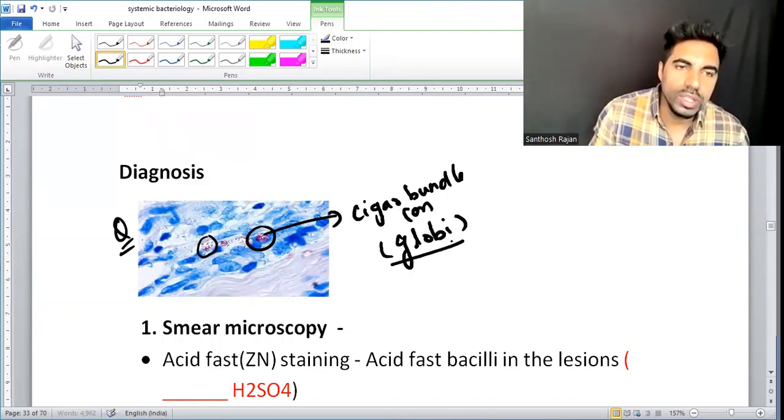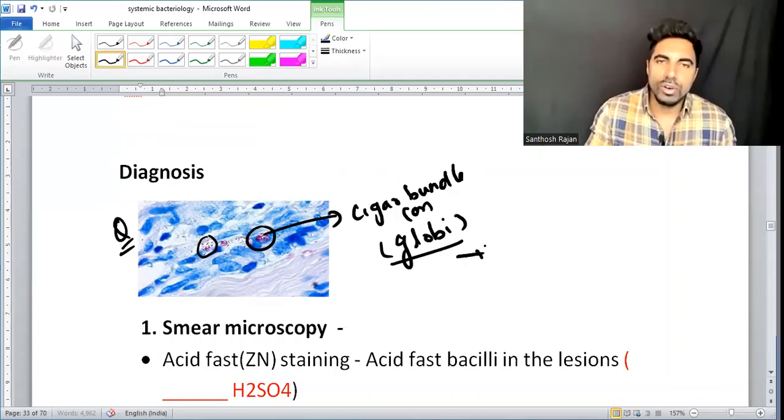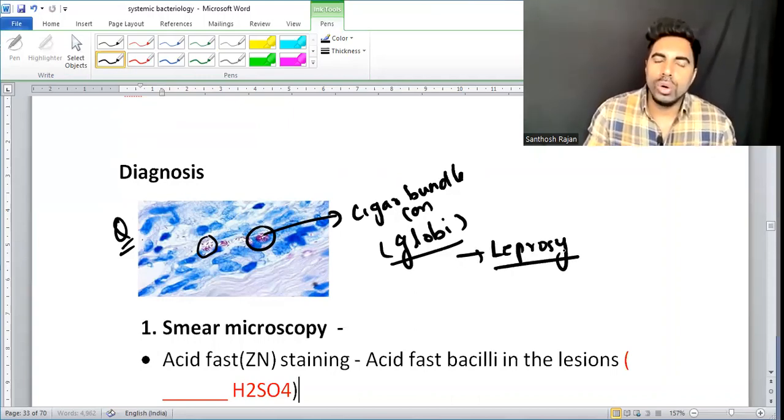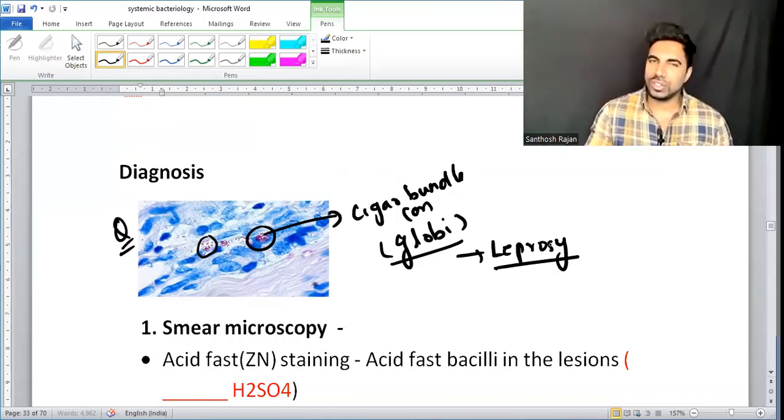Globi. They call this globi or cigar bundle appearance. This is characteristic for leprosy. Leprosy people usually feel depressed because of the infection. So what do they do? They use the cigar bundle to smoke. Okay, remember it like that: leprosy people use cigar bundle, they like globi. Anything with gobi dishes, they like so much to eat.